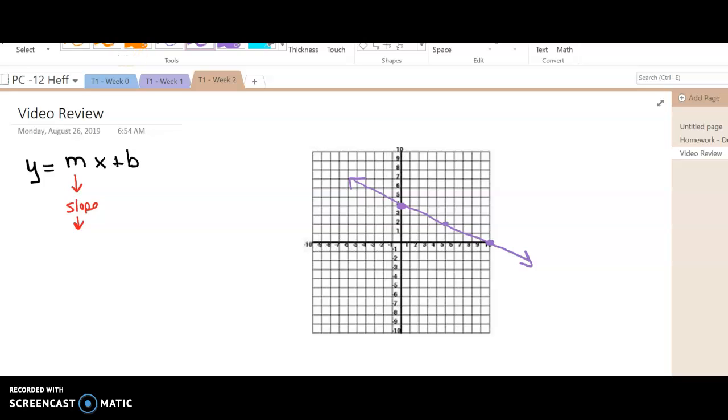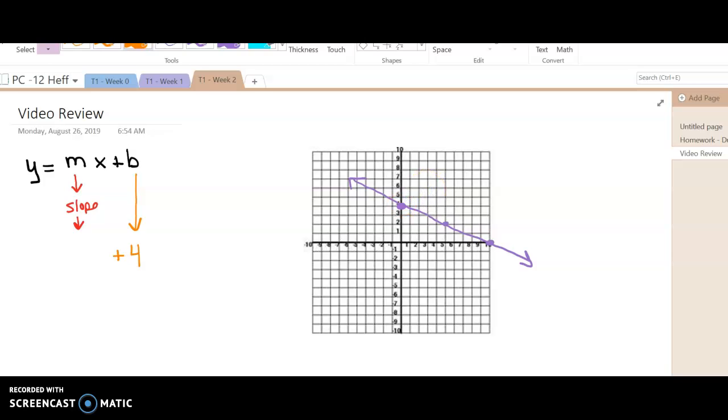Another thing you might be asked to do is come up with the equation for a line that's already drawn, like this line. So the first thing I need to do is search for the y-intercept. It looks like it's up 4. So I know I'll be adding 4. Now I need to figure out my slope.